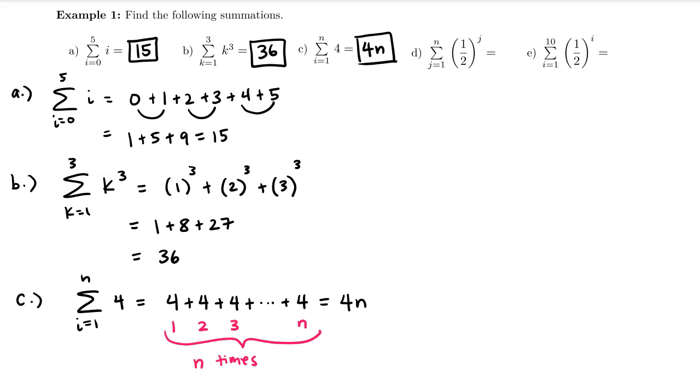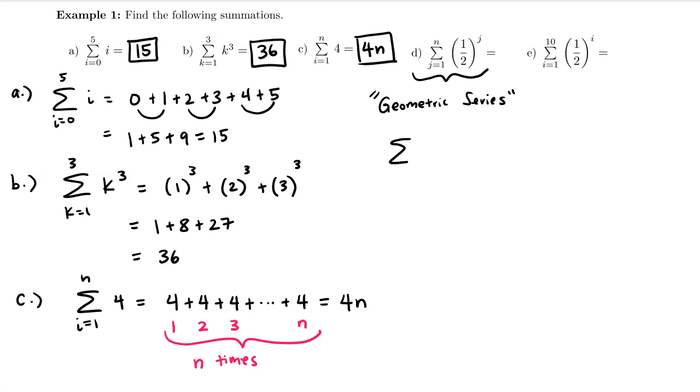All right, let's move on to part D. Part D is actually a special summation, and you'll find later on that another word for a summation is a series. This is a special kind of series called a geometric series. Before we get to evaluating this specific geometric series, let's look at a more general geometric series.